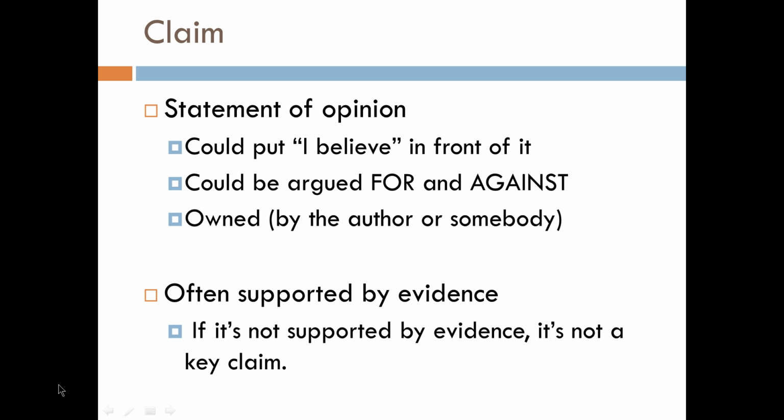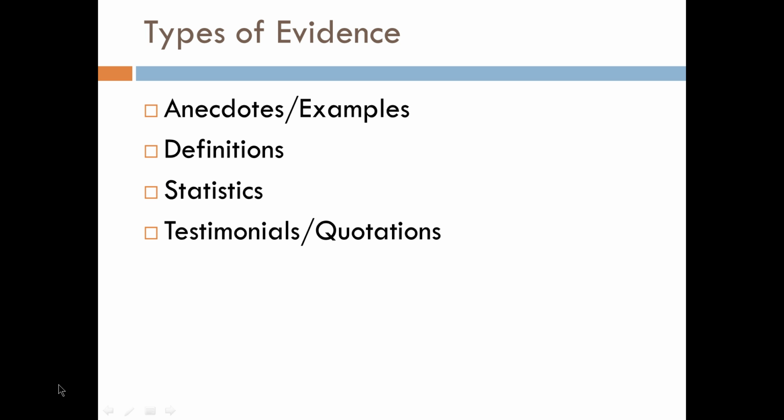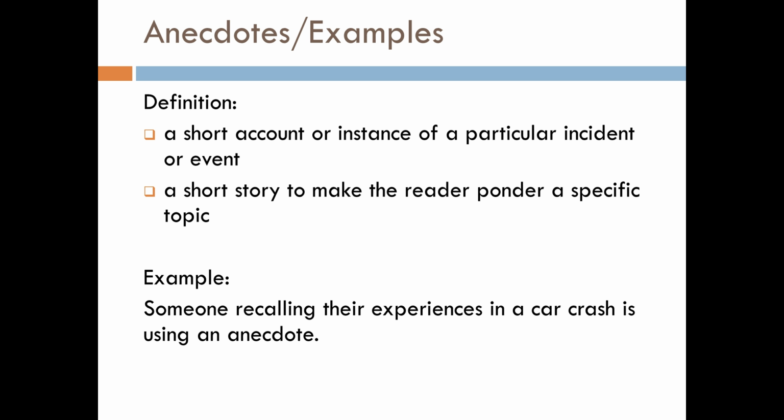Which leads us to our next topic, which is different types of evidence. There are many, many different types of evidence that authors use to support their claims. We're going to identify 4, and these 4 types of evidence we're going to go in a little more detail about. First type of evidence is an example or an anecdote.